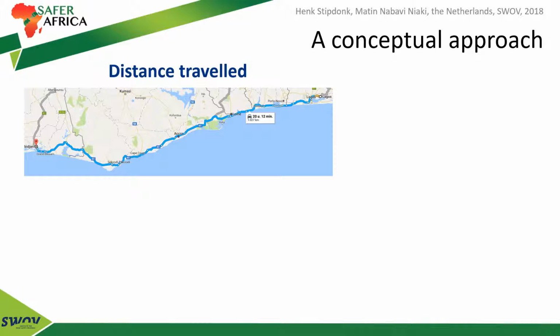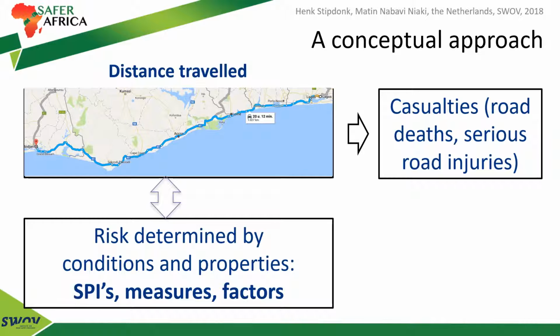The safety of this trip depends on the properties of this trip. If we go by truck, our chance to survive is different from that of traveling by a motorcycle. Safety belt or helmet use matters. Speed matters. The safety quality of the road matters. The time of day matters. So all those factors determine the risk of the trip.